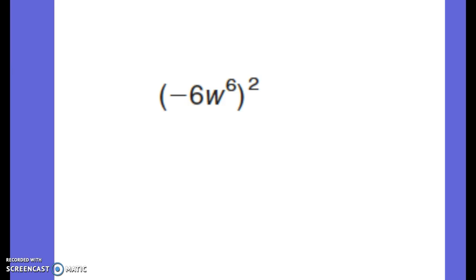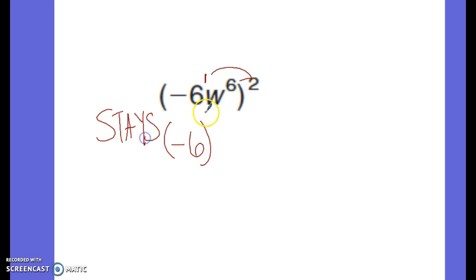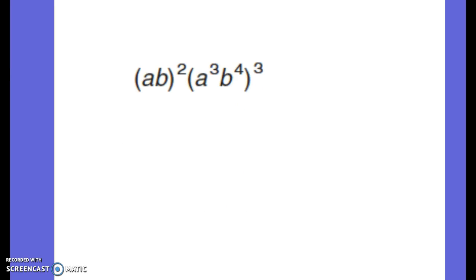For the next one, remember this negative 6 has an exponent of 1. So you distribute the exponent, but if your negative's inside parentheses, it stays inside parentheses. 1 times 2 is 2. W to the 6 times 2 is 12. Now negative 6 times negative 6 is positive 36. W to the 12.